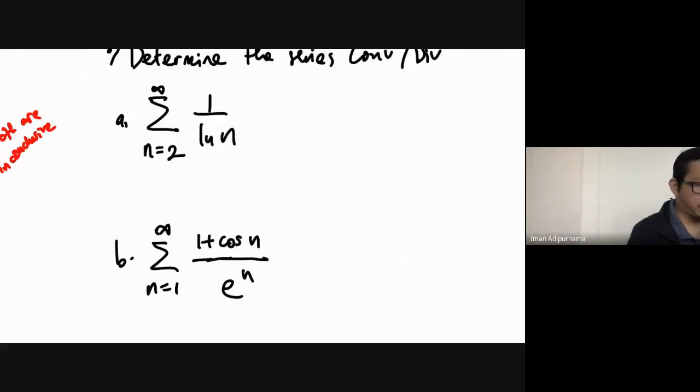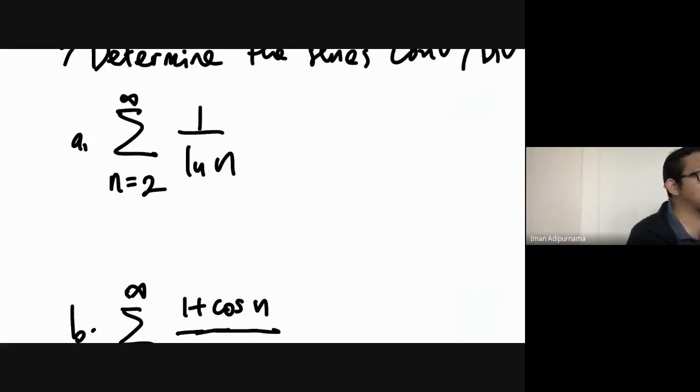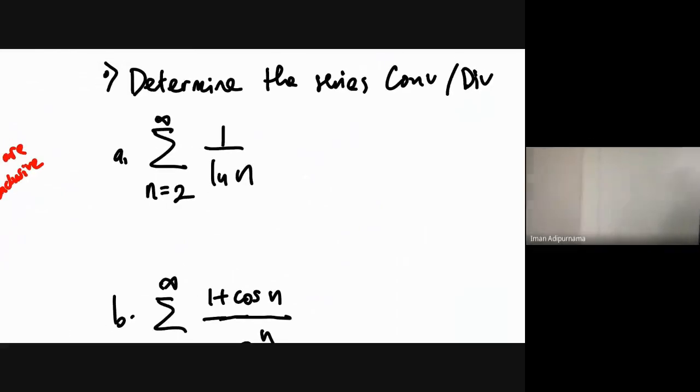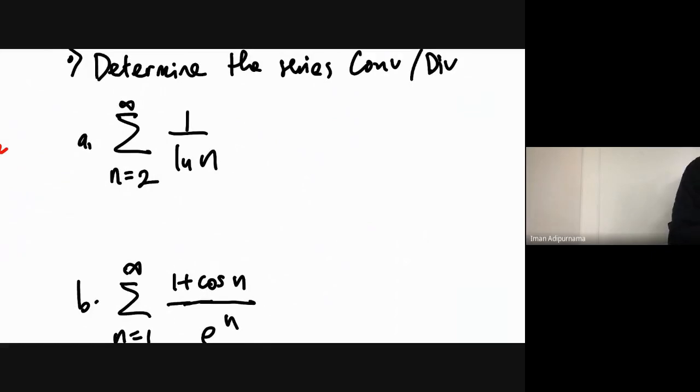Okay, what is number A? 1 over ln n. So how do you solve number A?